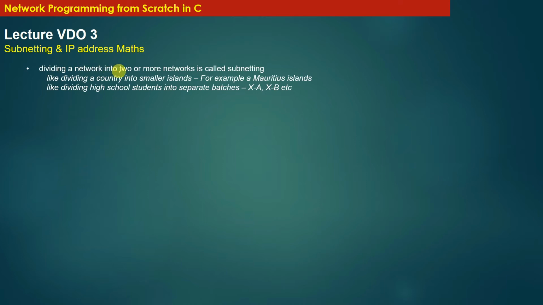So dividing a network into two or more smaller networks is called subnetting, right? A similar example that you can realize in the real world is dividing a country into smaller islands. For example, Mauritius is a group of islands. Or dividing high school students into groups or separate batches, right? Both of these examples are analogous to subnetting.